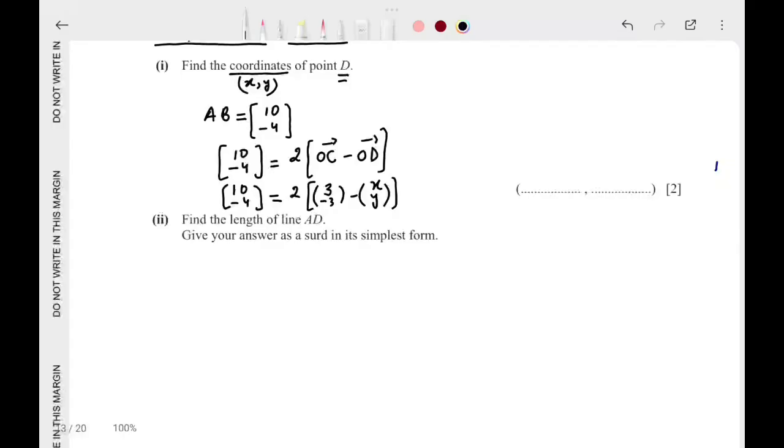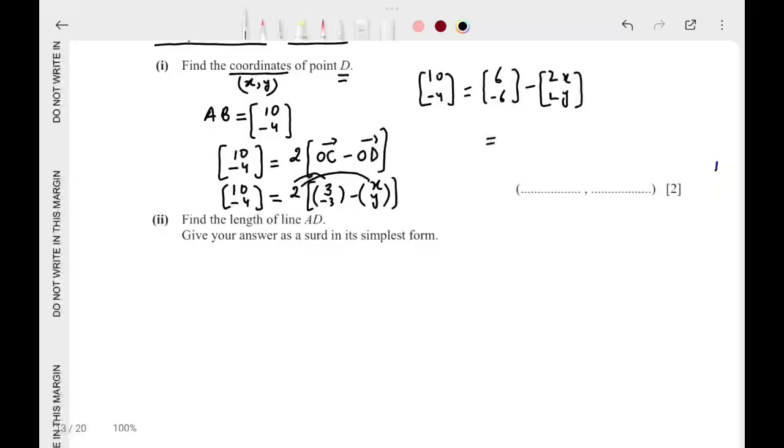We will multiply. 10 minus 4 is equal to 2 times 3 is 6, and 2 times minus 3 is minus 6, and minus 2 times x is minus 2x, and 2 times y is 2y. So we are going to make shifting, this negative value will go on the other side.